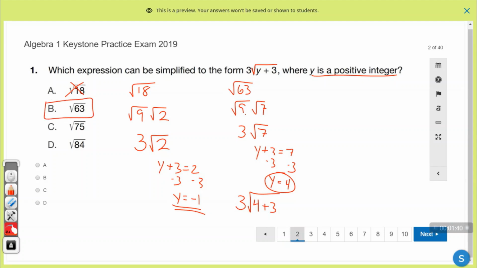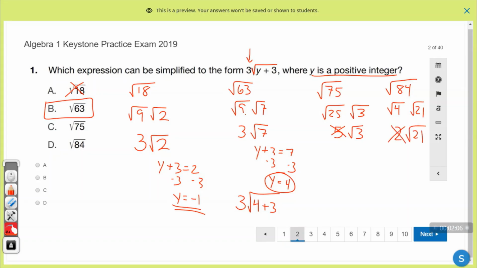Let me verify why the other ones don't work. Let's look at square root of 75. If I were to rewrite that, that would be square root of 25 times square root of 3, and that would come out as 5 square root 3. It would not be a 3 out front, which is what I'm looking for. And my last one, square root of 84, that would go down to the square root of 4 square root of 21, and again, that would come out as 2 square root 21, and I'd have a 2 out front instead of the 3 that I'm looking for. And that's why those last two definitely do not work.